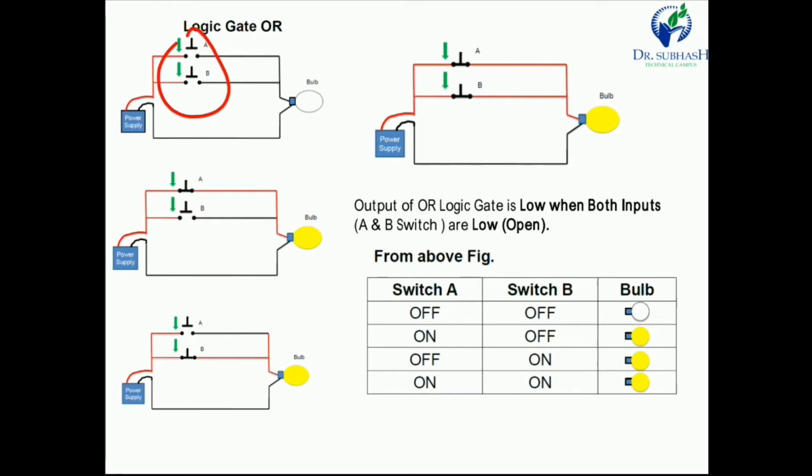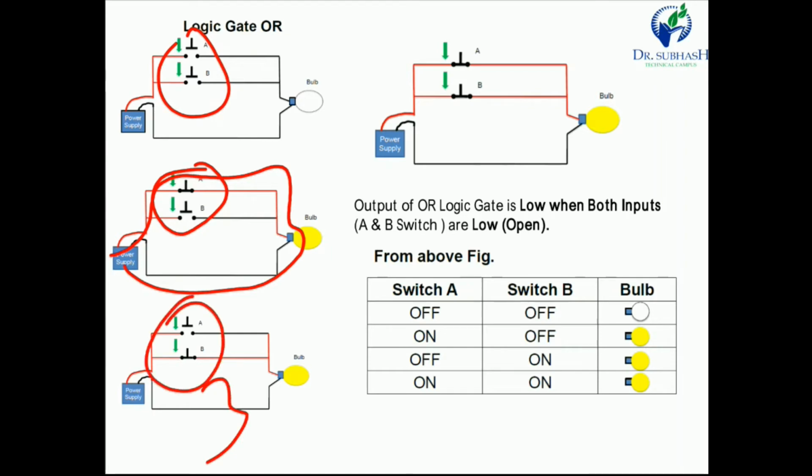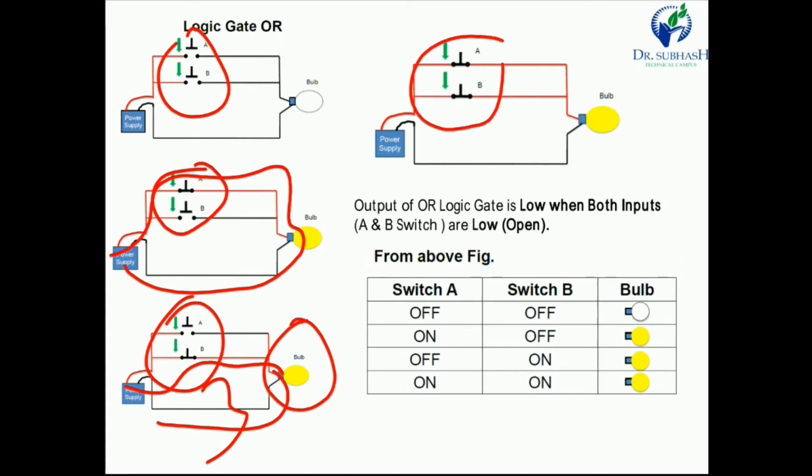Now in condition 2, whenever switch A is on and switch B is off, the red path indicates the current flow through the bulb, so the bulb becomes on. Now in the third position, switch B is on and switch A is off, then current will pass through switch B and the bulb, and the bulb becomes on, so it is indicated in yellow. And last, when A and B both are on, two paths are available for the current, path A and path B, so the bulb becomes on.